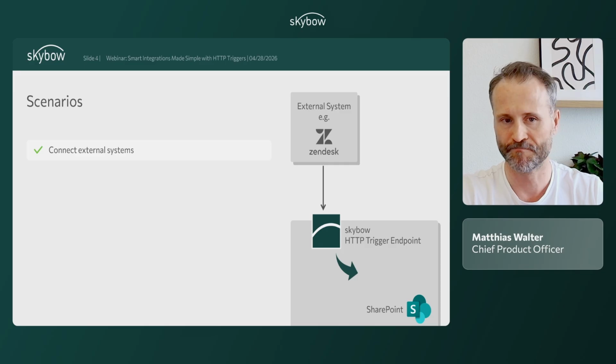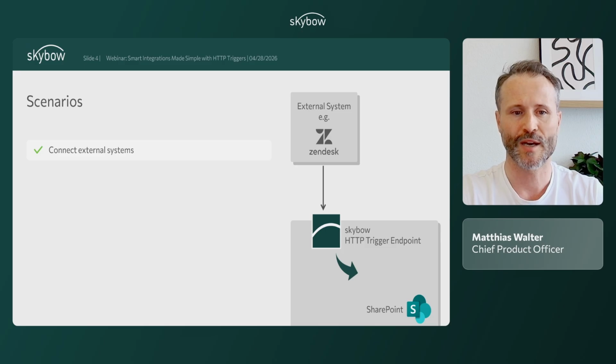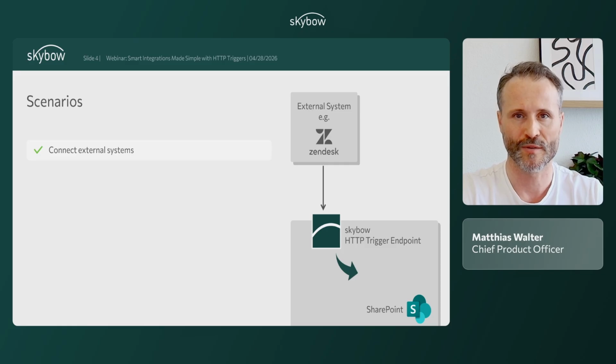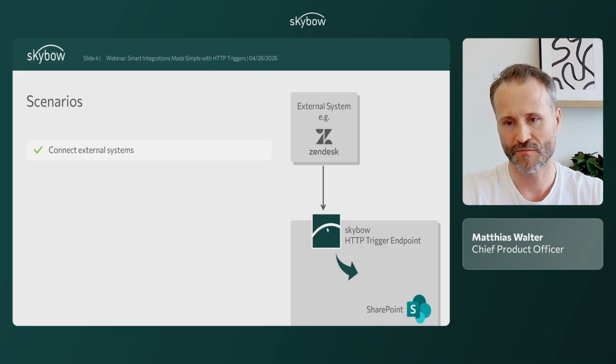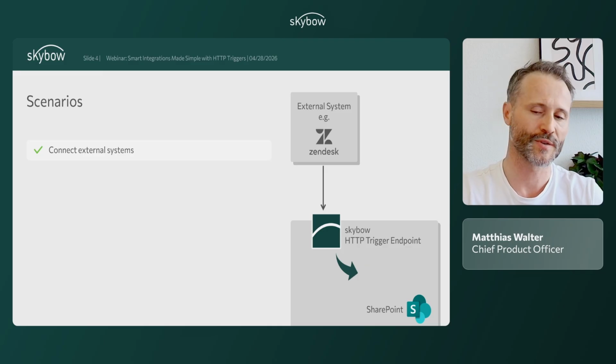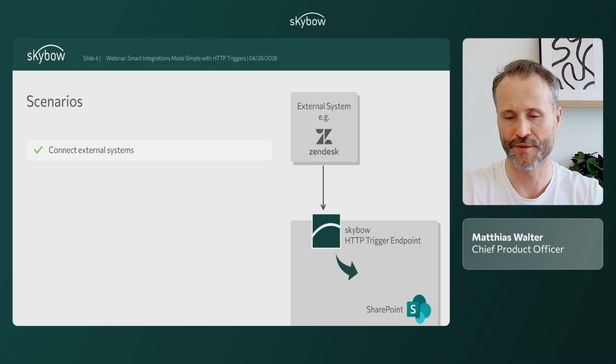One, and probably the most powerful one, is you can now connect external systems. In my scenario, I will show you how I can connect Zendesk, our ticketing system and portal, to SharePoint. This external system can send data to our trigger endpoint. And then in the trigger, we can make, as usual, our actions and do something in SharePoint or send emails or do what we want.